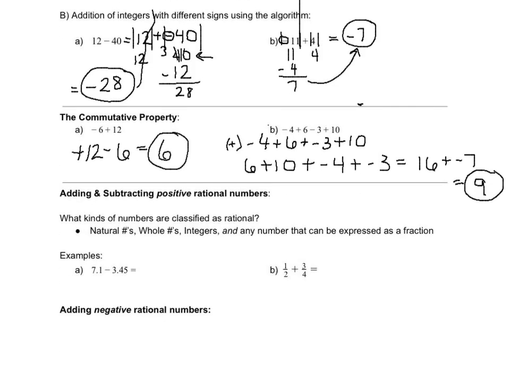So now let's look at adding and subtracting positive rational numbers. This is probably some more review for you before we launch into negatives, but it's helpful just to remember the process for both decimals and fractions. So first let's remind ourselves what kind of numbers are classified as rational.